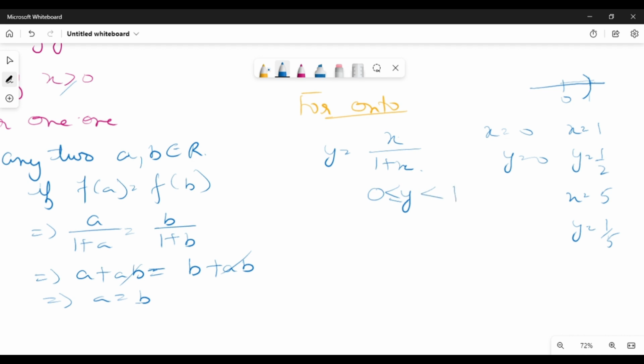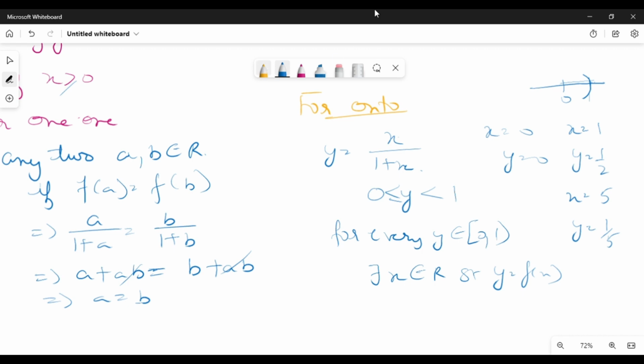So it is clear that for every y belonging to [0, 1), there exists x belonging to R such that y is equal to f of x. Hence, you can say that the function is onto.